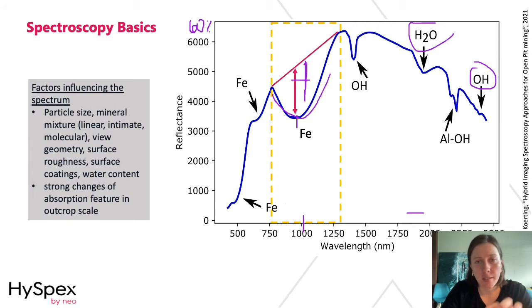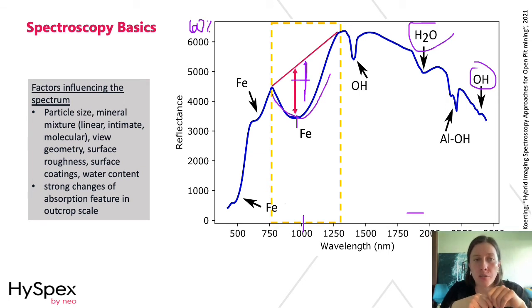Apart from just the chemistry and the physics, so the molecular changes in bonds introducing changes in the spectrum, there are other factors which influence the spectrum. We have to keep them in mind when we're looking at different scales from laboratory to the outcrop to UAV. So the particle size can change the spectrum. Then we have mineral mixtures, which will change the spectrum quite tremendously. The view geometry can introduce some changes, as well as surface roughness, of course surface coatings, because we're only seeing the surface, and water content within the material.